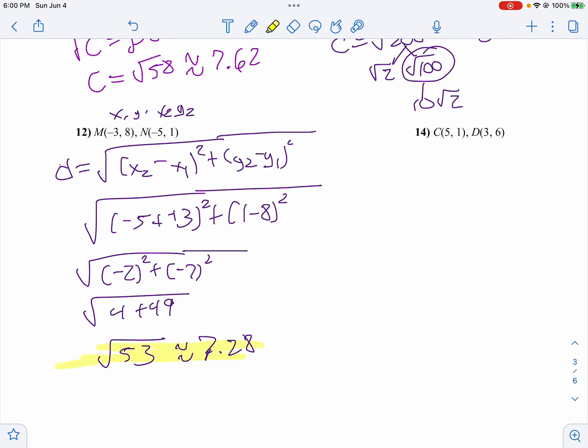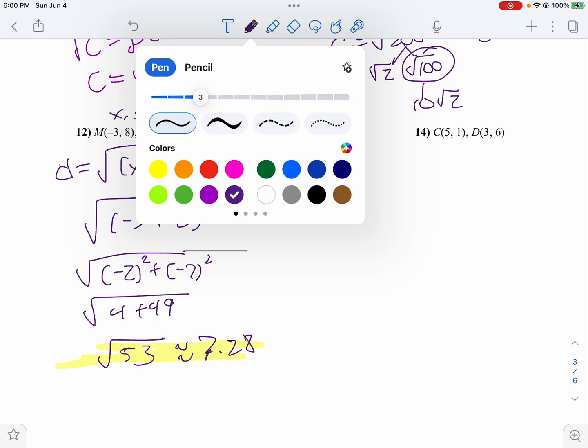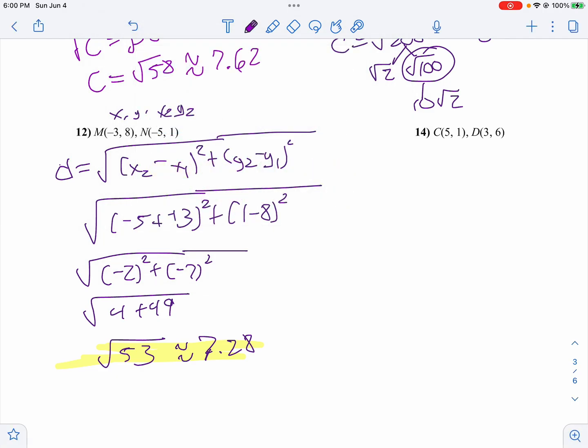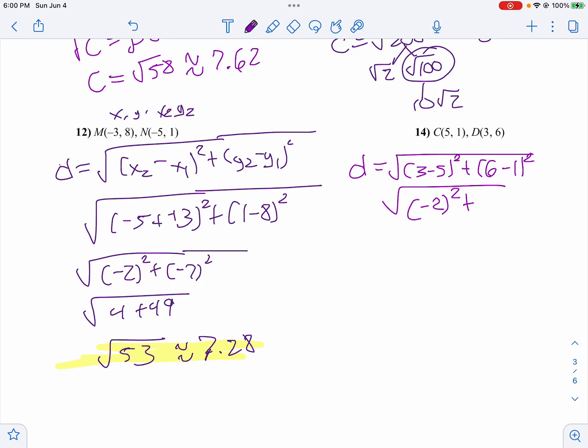Let's do the same thing for 14. I already wrote down the formula in question 12, so I won't recopy it, but I'll use the numbers again. So we'll go 3 minus 5 squared plus 6 minus 1 squared. 3 minus 5 is negative 2. 6 minus 1 is 5. So negative 2 squared is positive 4. Remember, when you square a negative, it's a positive. Plus 25. So the exact answer is the square root of 29.